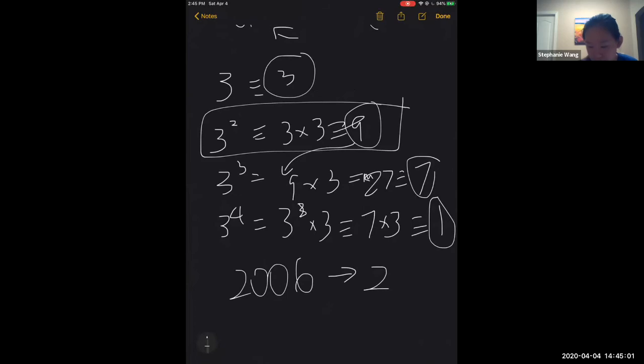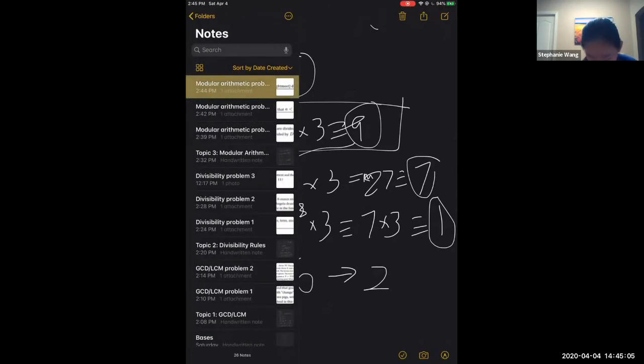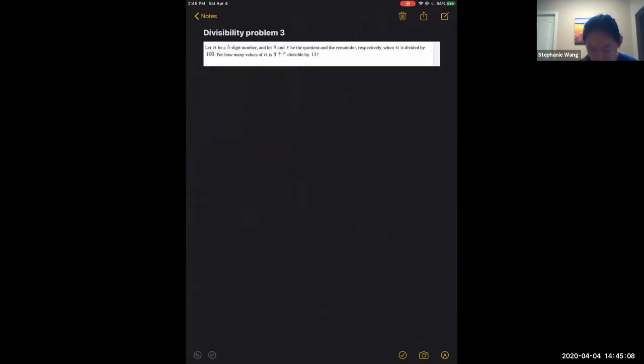Okay, so that's the end of the problems for today, but there was the other problem that I skipped over, remember this one? Yeah, it's much easier to explain when I can use mods. So, go ahead and read that.